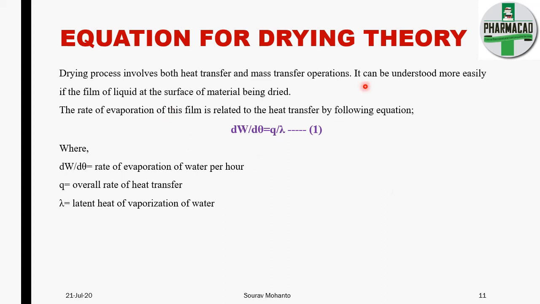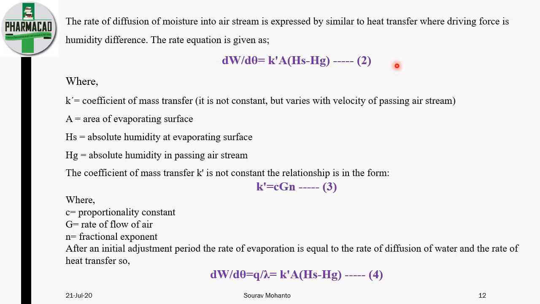Now with this equation we can arrive at a second equation. How? As we already discussed, there is one film of liquid present on the surface of the material, and all we need to do is dry the film of liquid from the surface of the material. So we got dw by d theta equals q by lambda.